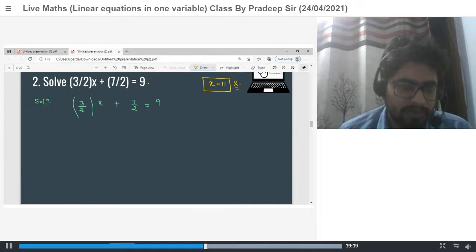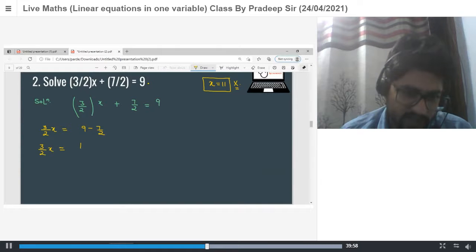3 by 2 x is equal to 9 minus 7 by 2. Then 3 by 2 x is equal to 18 by 2 minus 7 by 2, very good. Basically 18 by 2 minus 7 by 2, and equal to 11 by 2.